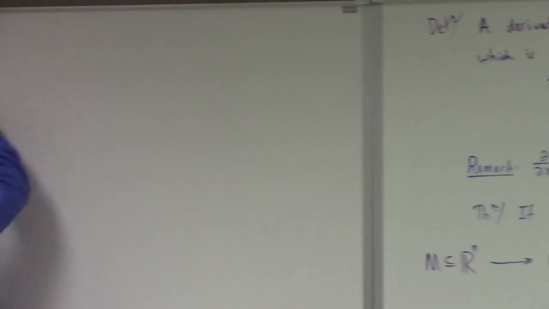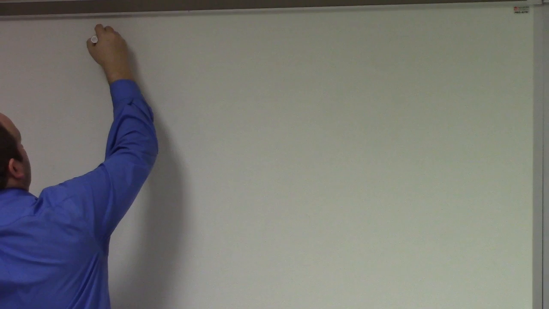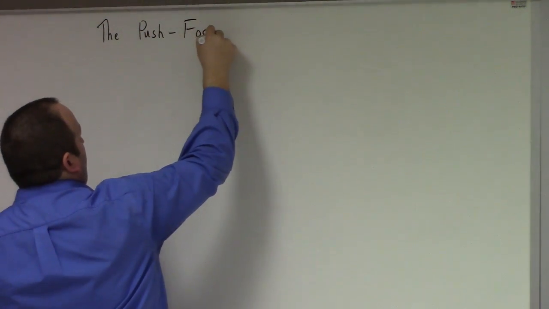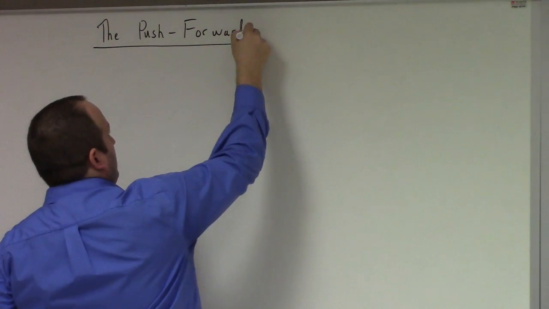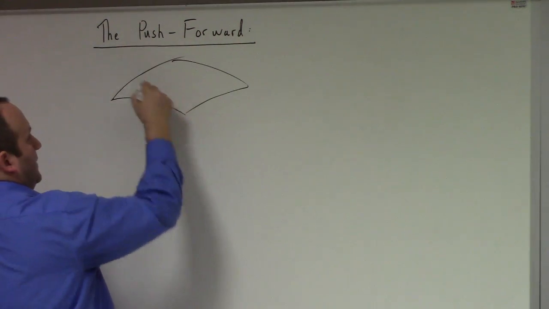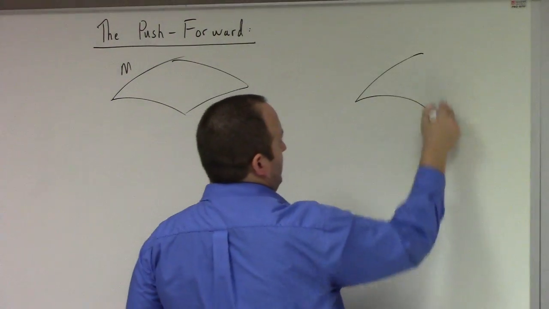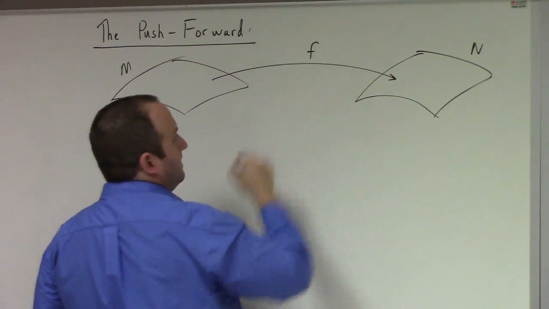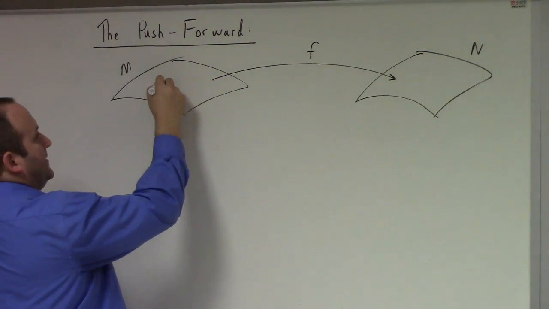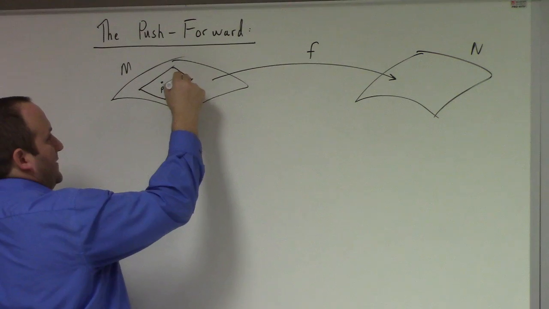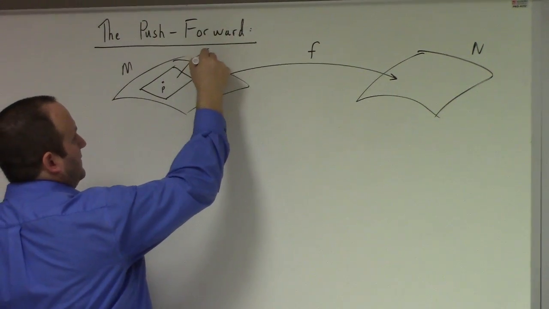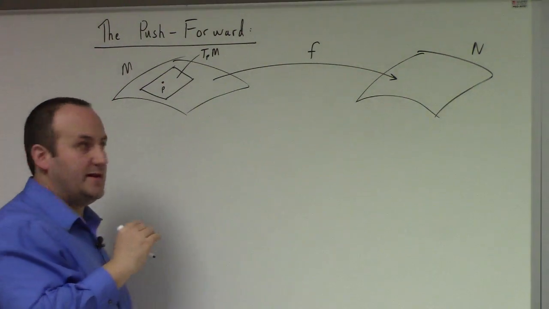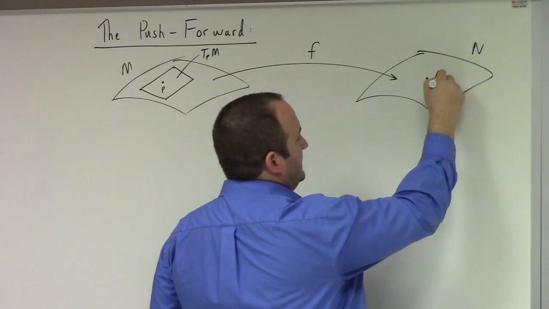I'll try to do more examples as we go on here. I just got to get everything in front of us. This is what's known as the push forward. Suppose I've got some manifold M and some other manifold N, and a smooth mapping from one to the other, F. Then I can look at the tangent space at P in M, which I'll just draw like that for a second to give us a picture. I can take tangent vectors in the tangent space at P in M and push them forward over here to the tangent space at F of P in N.